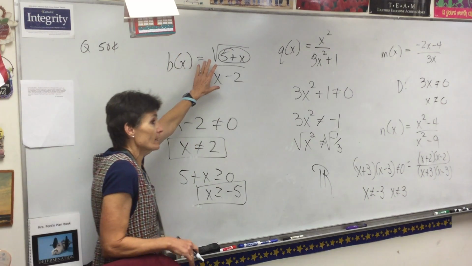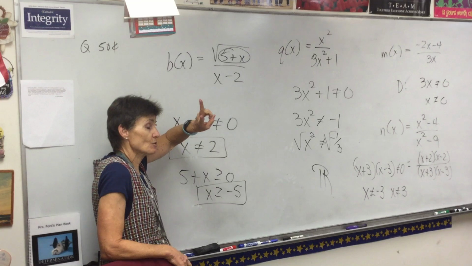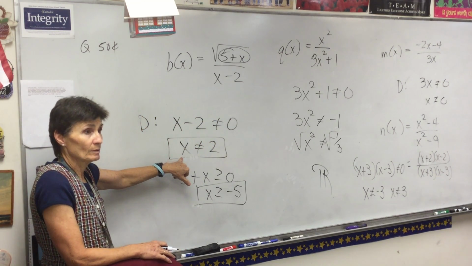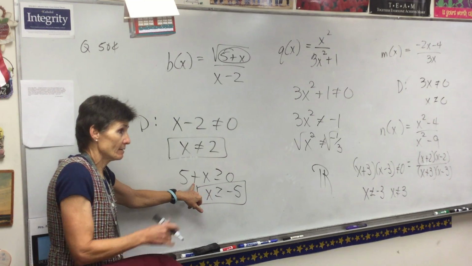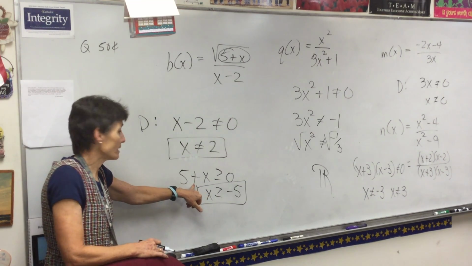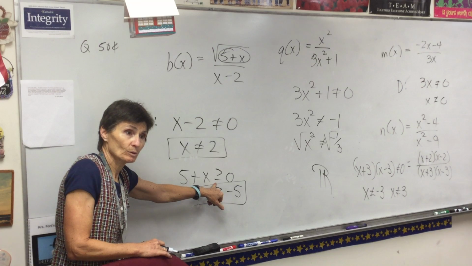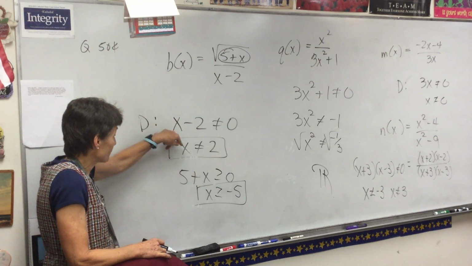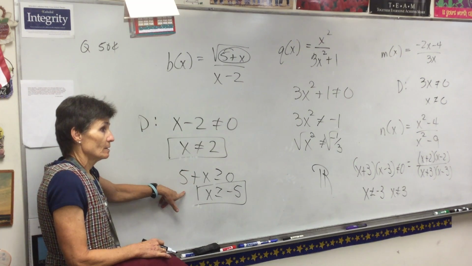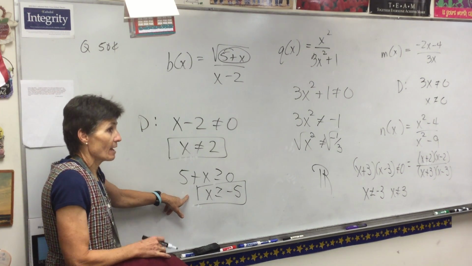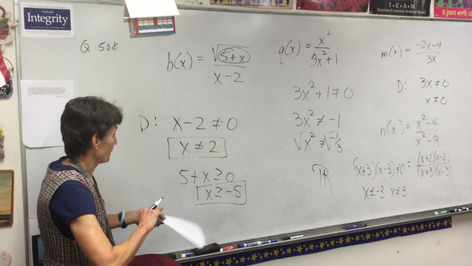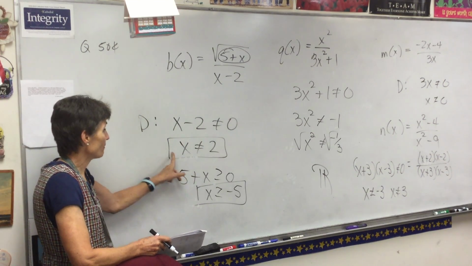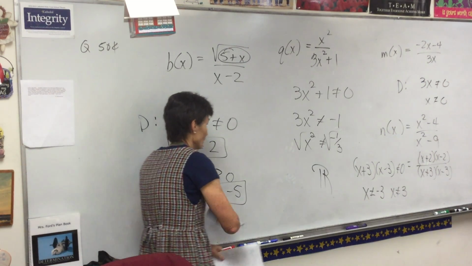Because anytime you're talking about domain, you need to be concerned about 2 things. Your denominator cannot be 0, and your radicand, the thing underneath the radical sign, must be greater than or equal to 0. So both of these are the answer. You will put both of these down in the answer blank. That's your domain. Everything bigger than or equal to -5 except 2.